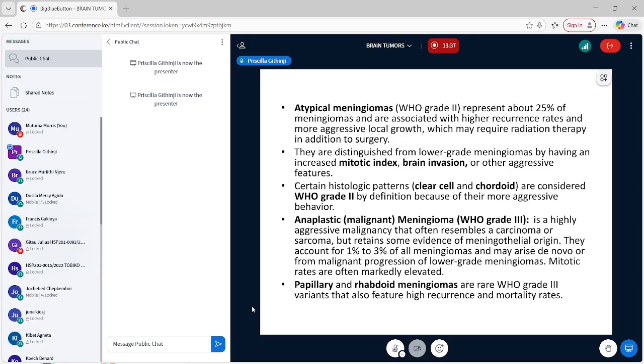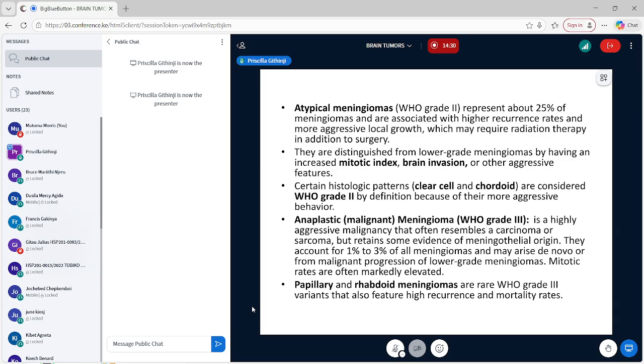And also the cellularity in a typical meningioma is usually increased as opposed to what you see in the low-grade meningioma. Certain histologic patterns like your clear cell or chondroid are considered WHO grade 2 by definition because they have a more aggressive behavior. For your anaplastic meningiomas, which are WHO grade 3, these are highly aggressive malignancies that often resemble a carcinoma or a sarcoma, but retain some evidence of meningothelial origin.